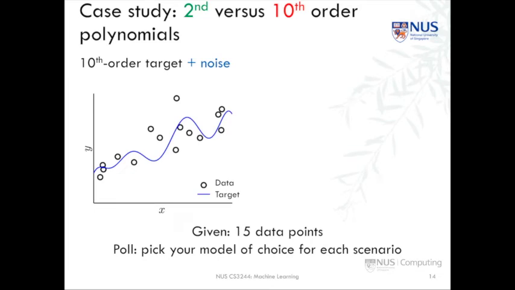Let's take a look at a case of trying to fit two different target functions. On the left, we have a 10th order target function. That means a polynomial with terms up to x to the 10th, all the way down to a simple intercept or bias term. But we're going to add a little bit of noise in the observations. As you can see here, the blue line is the target function, and the observed values are off of that line because of the noise that we observe in the target.